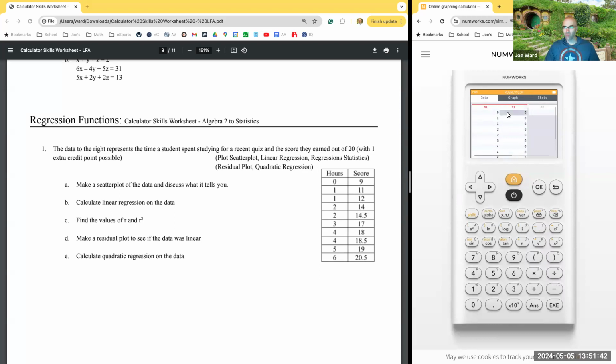And then the next thing, the y variable. So x is called the explanatory variable, while y is called the response variable, independent and dependent variable. You're just going to type in the scores that the students got on their quiz. So the student who studied 2 hours got a score of 14. This one's got a 14.5. The student who studied 3 hours got a 17. So these points are related to a specific person who studied a certain amount of time and got a specific score.